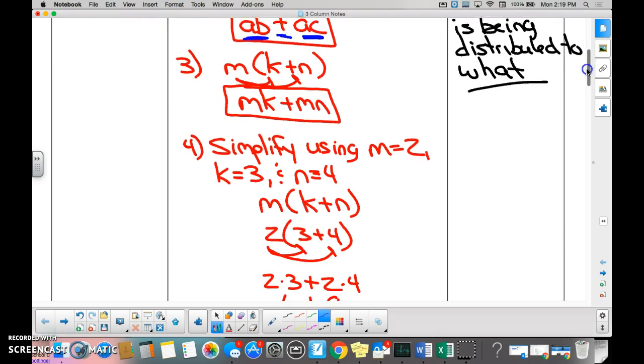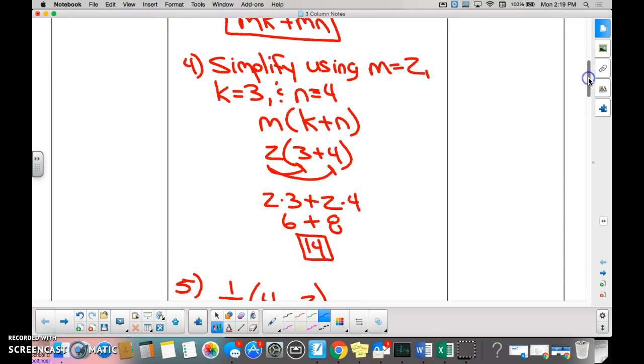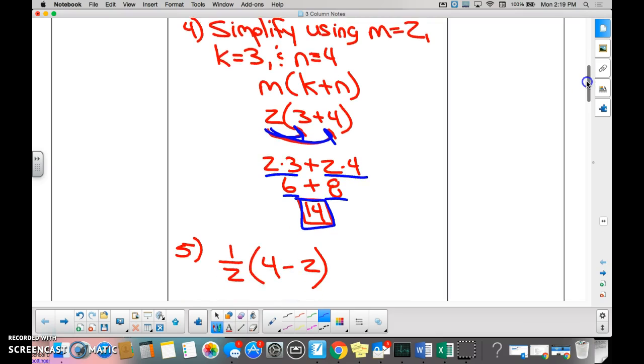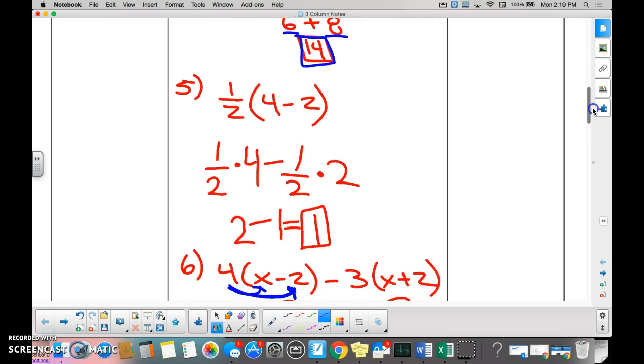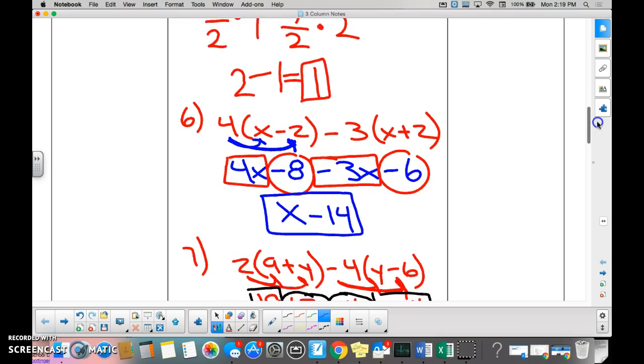Number 4, we actually have numbers now because we assigned M, K, and N numbers. So we have 2 times 3, which is what? 6. And we have 2 times 4, which is what? 8. And what's 6 plus 8? 14. Does everybody see that? Yes. Beautiful.